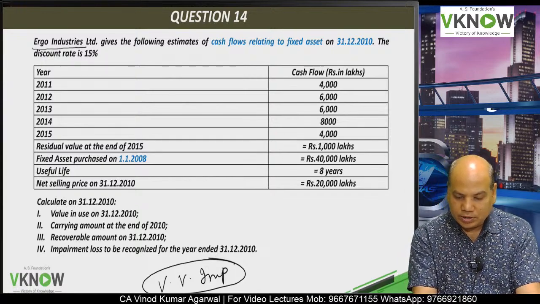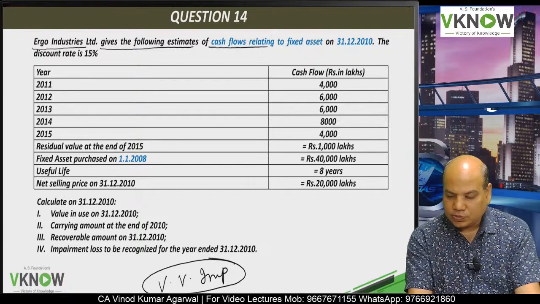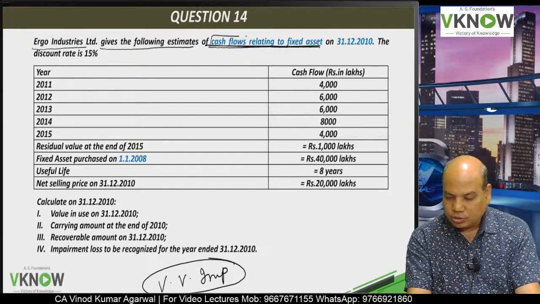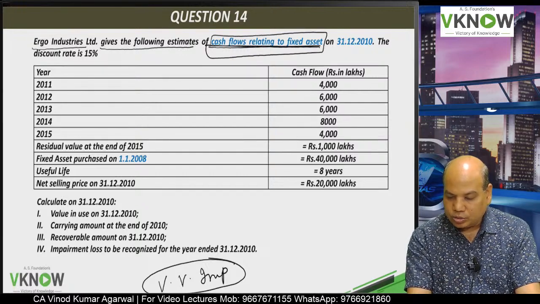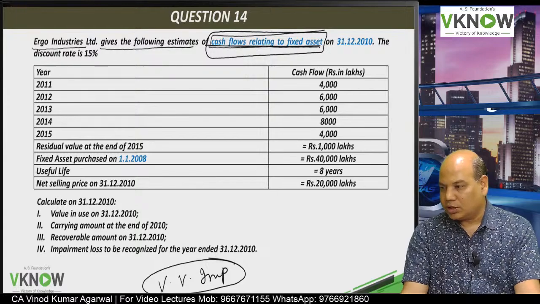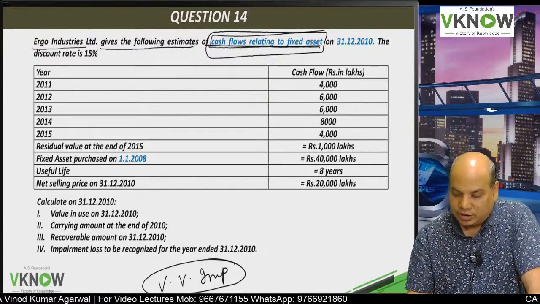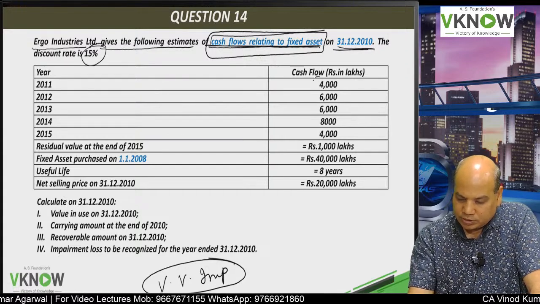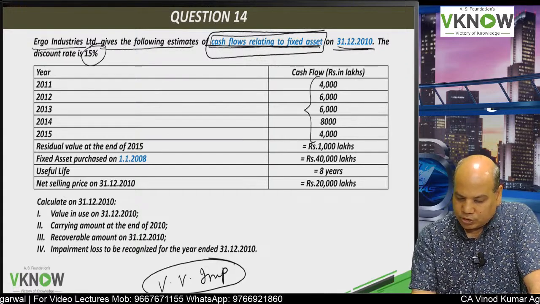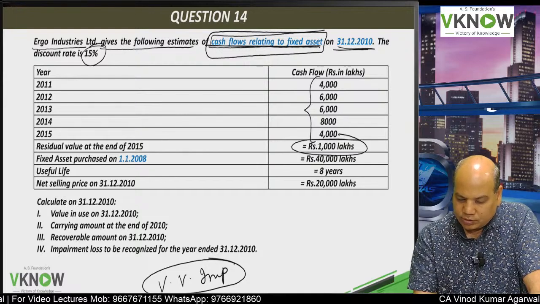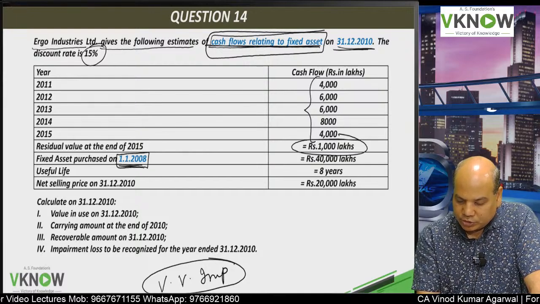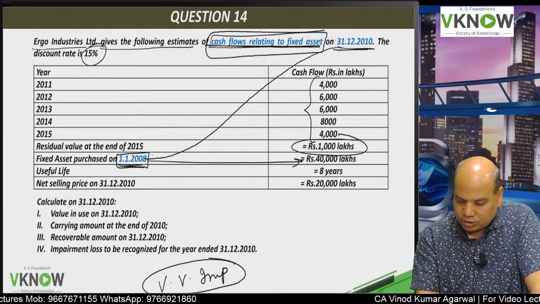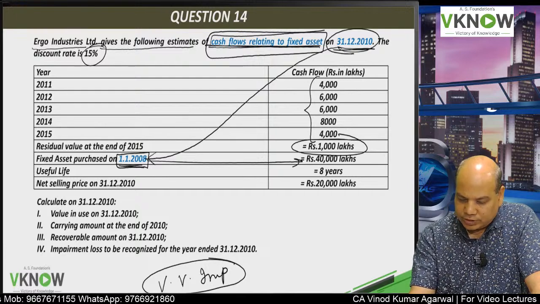Ergo Industries Limited gives the following estimate of cash flow relating to fixed asset. So this is cash flow relating to fixed asset. All cash flows which this fixed asset will generate on 31/12/10, discount rate 15%, 5-year cash flows are given, residual value is given. Fixed asset was purchased on 1/4/18 and today is 31st December 2010.